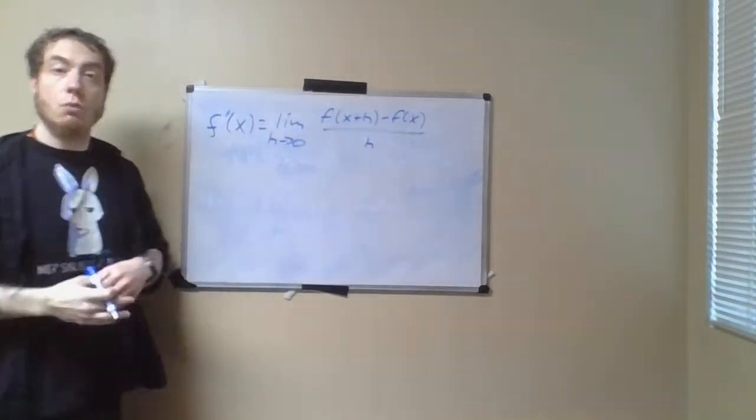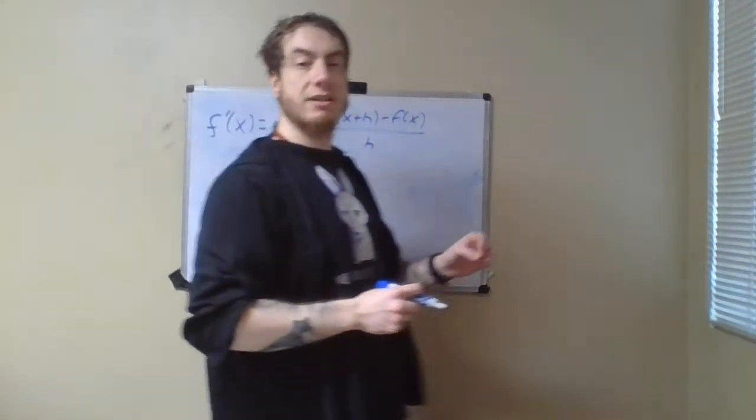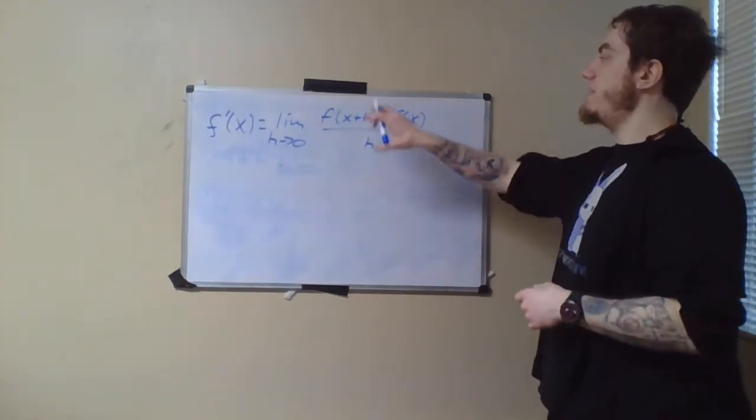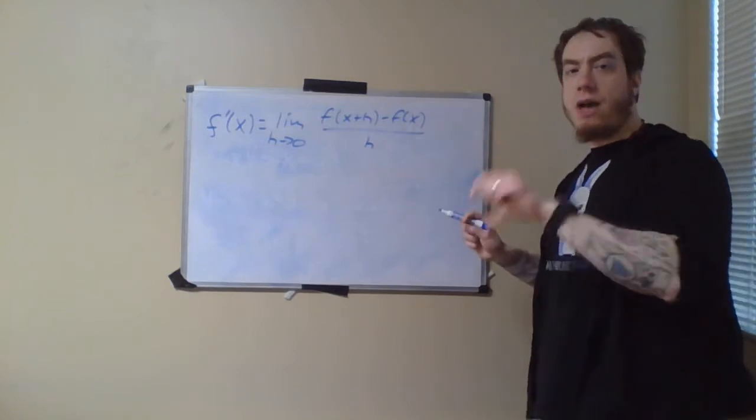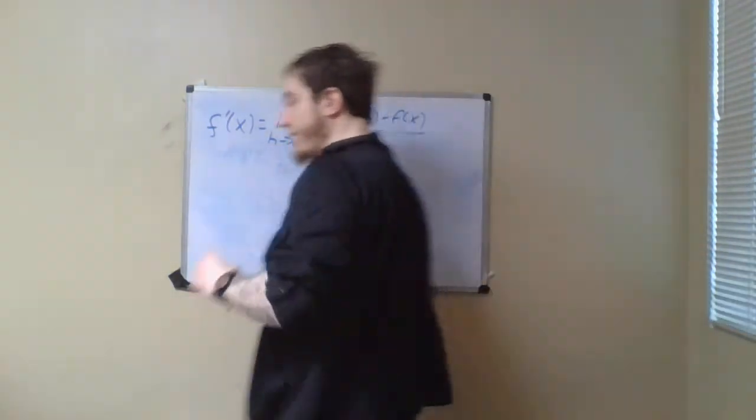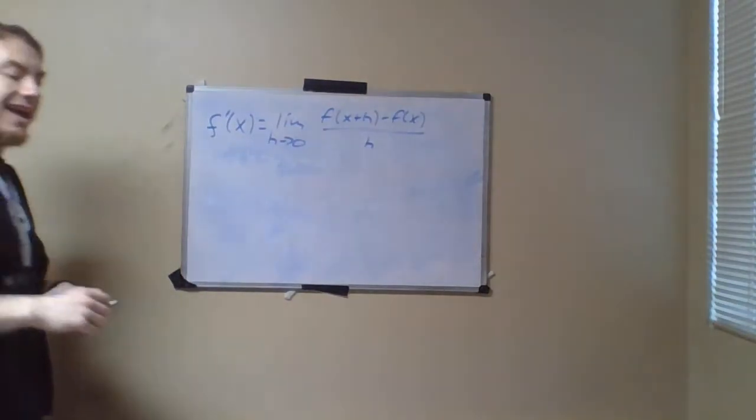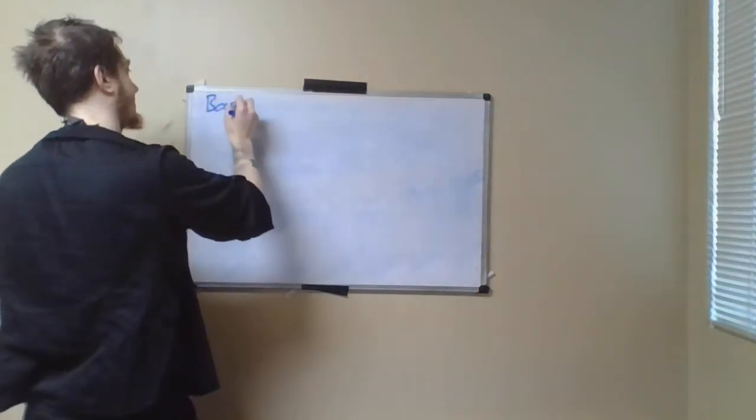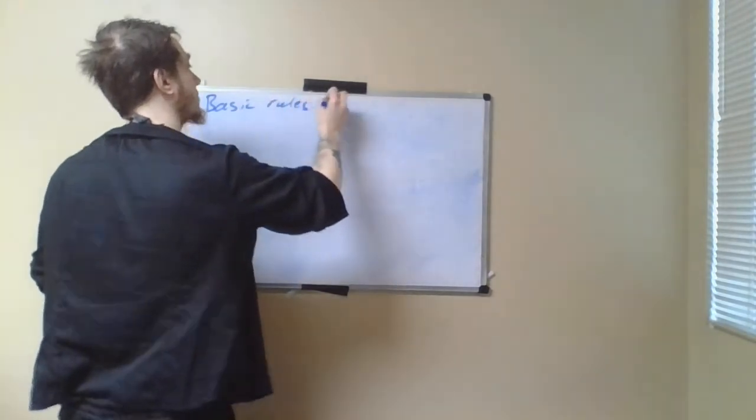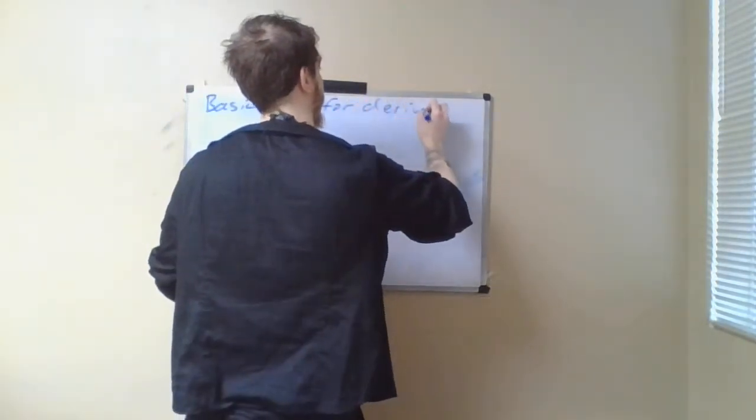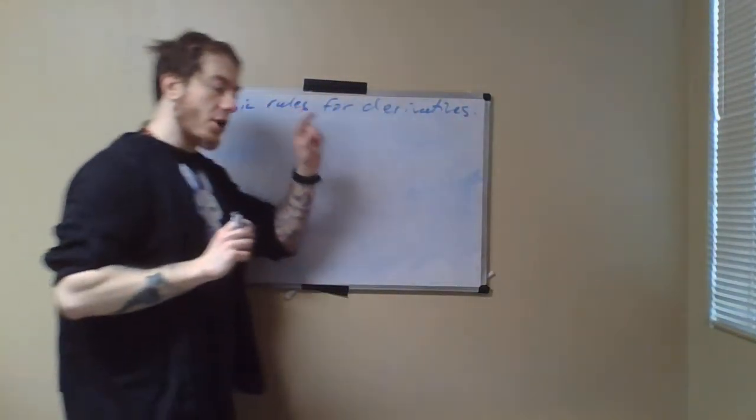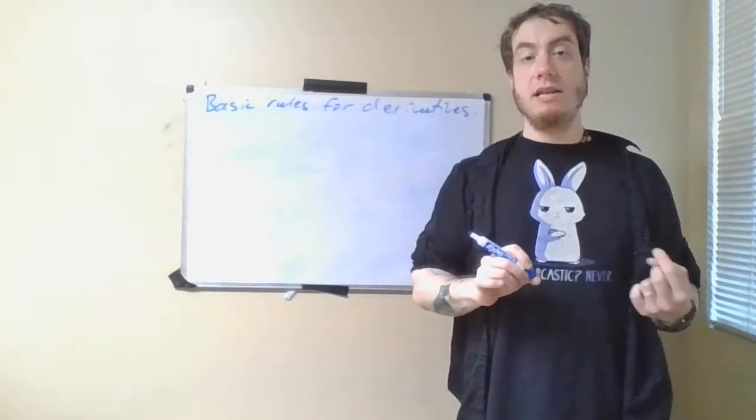We can do it. We certainly can do it, but we would like to see if we could find some shortcuts. And the answer is yes. There are shortcuts for calculating what this limit comes out to be without having to explicitly refer back to the limit itself. And that's what I want to look at today. So we're going to look at some basic rules for derivatives. And then we'll see how these basic rules are going to apply to calculating the derivatives of stuff like polynomials.